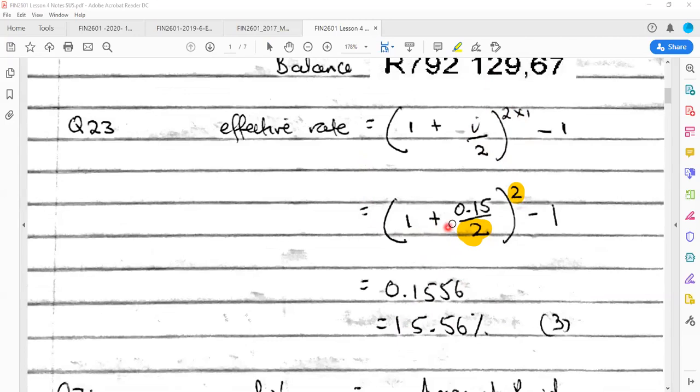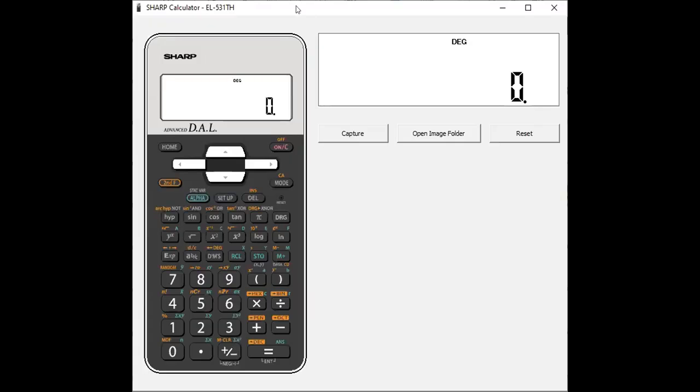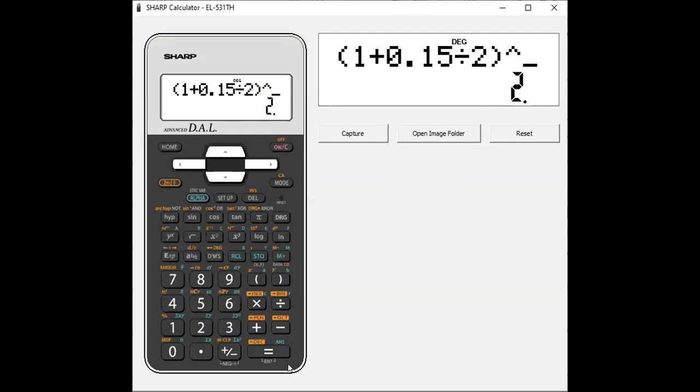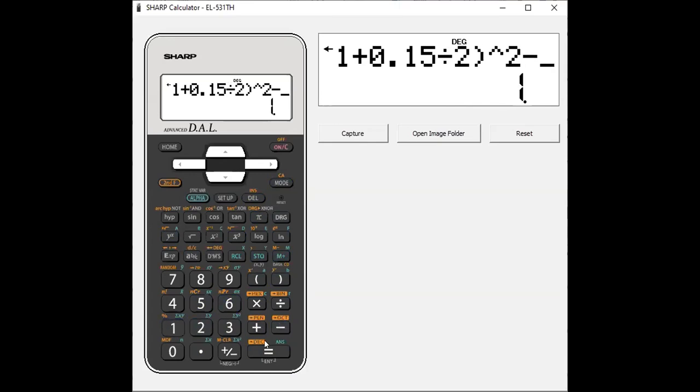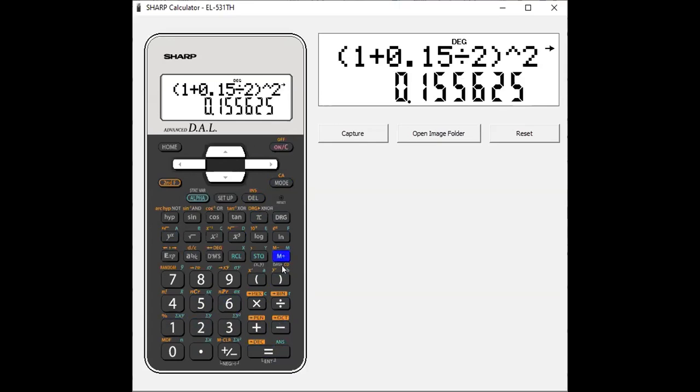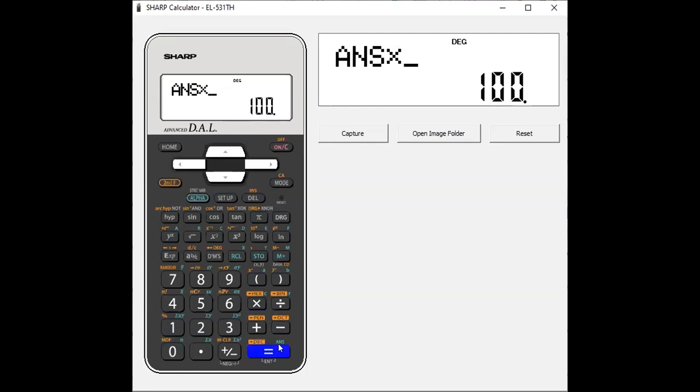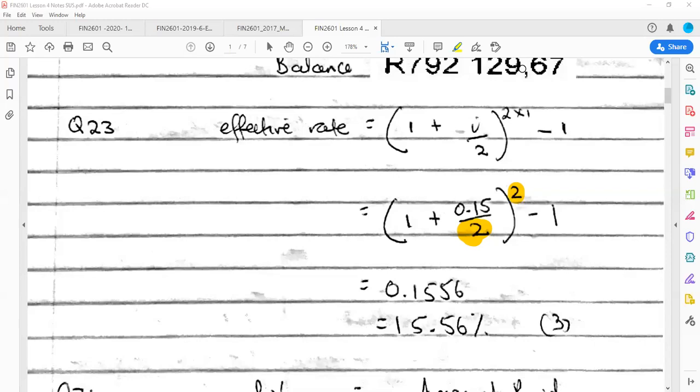Some students struggle with finding the power button, so I'll just also redo this calculation up on the screen. In this case, it will be open bracket 1 plus 15% divided by 2, close bracket, to the power of 2, right? Minus 1, and we get 15.56%, which we can write as a percentage. Okay, right. So that gives us option 3 from the solutions.